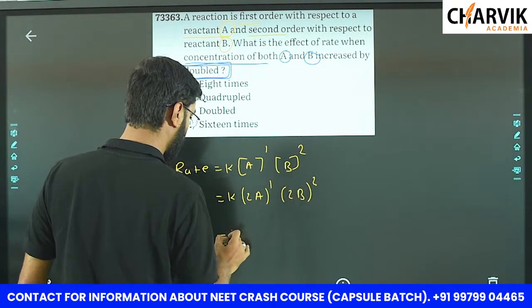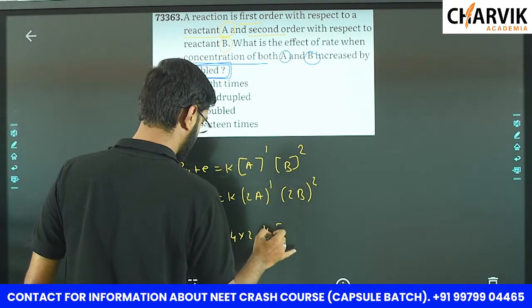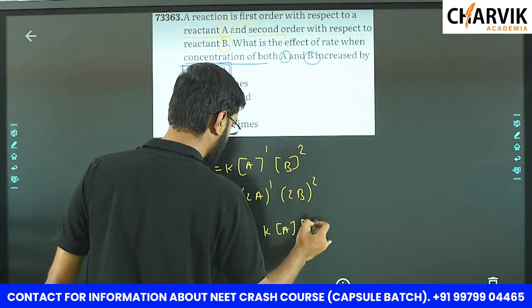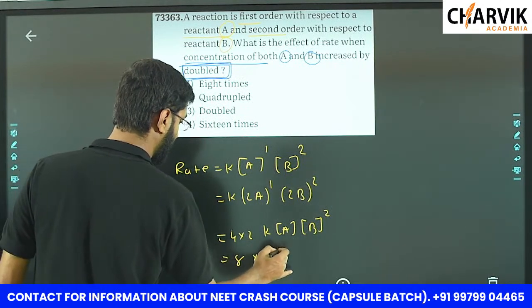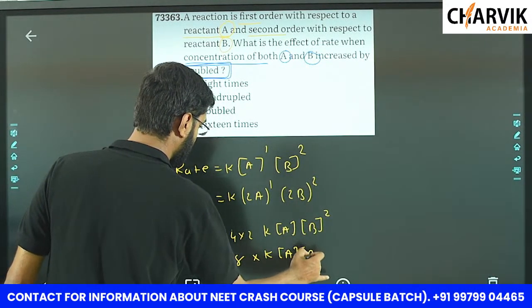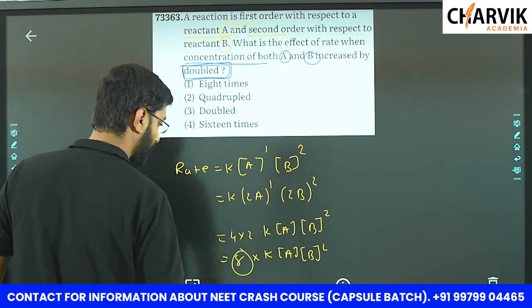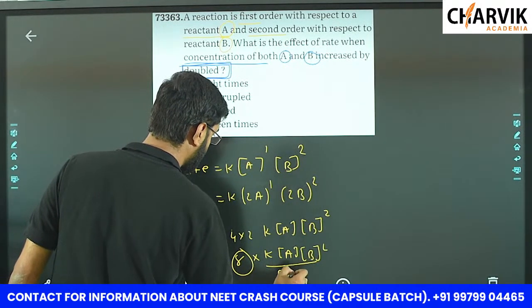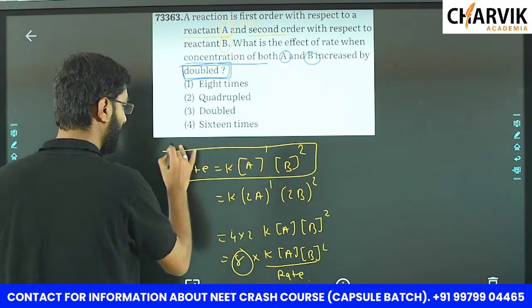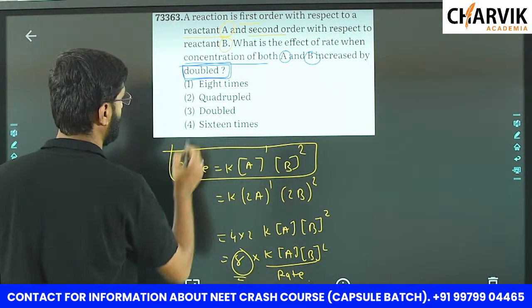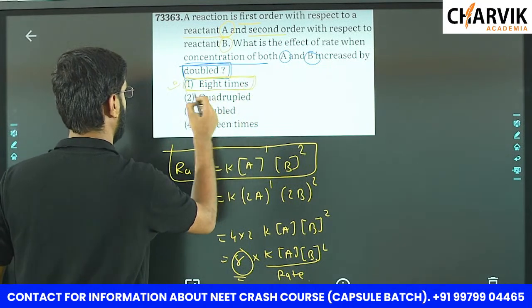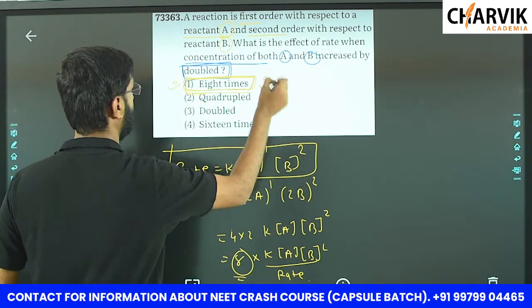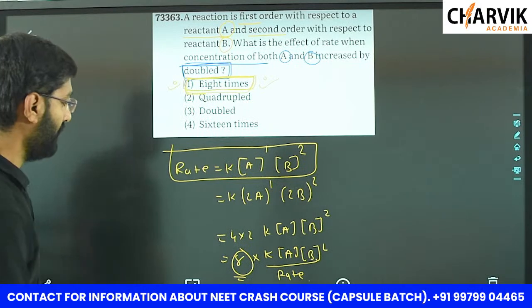2 and 4, 2s are K concentration of A into B square. So K into A into B square, right? So this is your rate. Rate becomes 8 times. So your correct option is 1. Right? This is your correct answer.